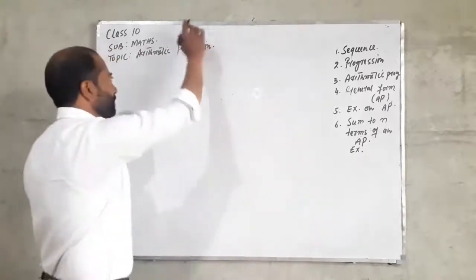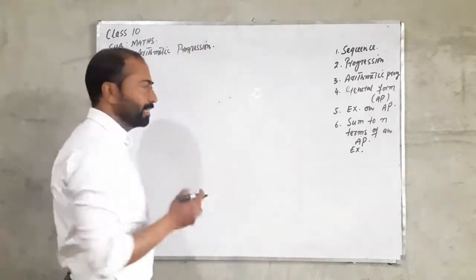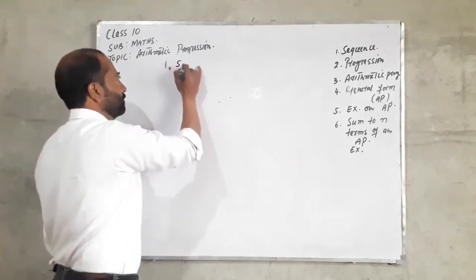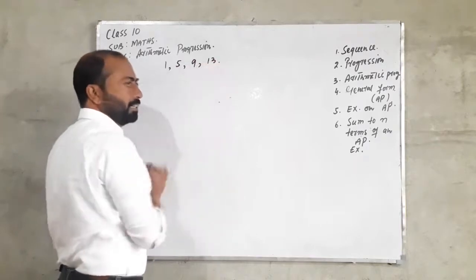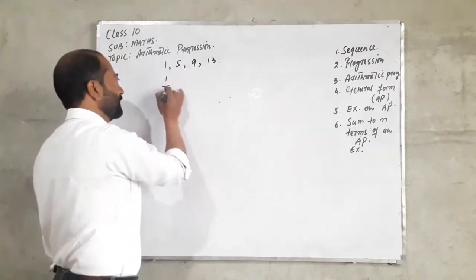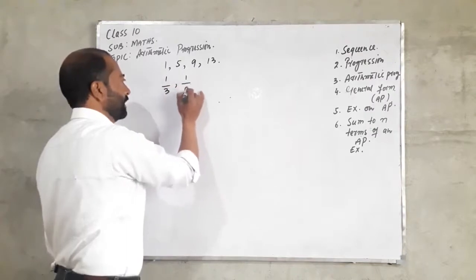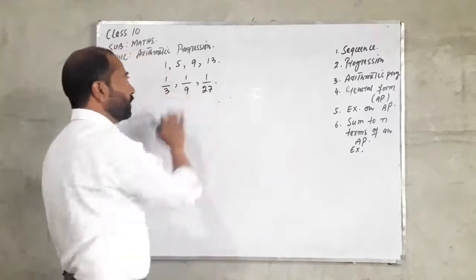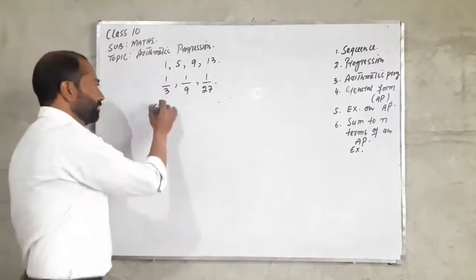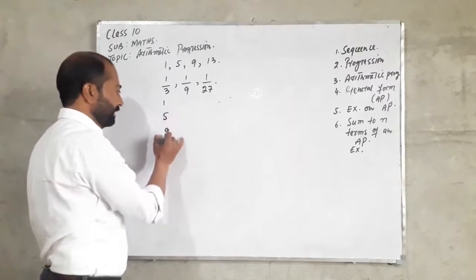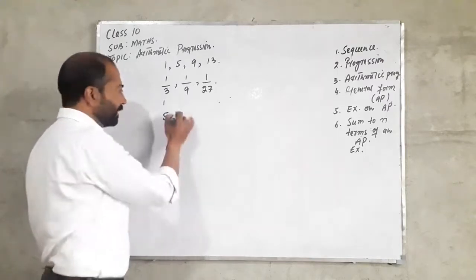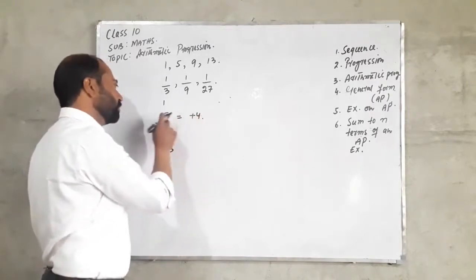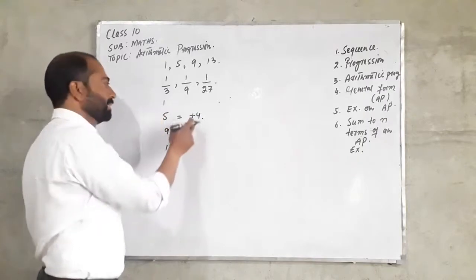Let me write a few numbers here, a collection of numbers. Let's start with this 1. Then I will write 5, 9 and 30. Next group of numbers, we will write it like 1 by 3, 1 by 9, then 1 by 27. Let's have a look on these numbers. 1, 5, 9 and 30. Look here, I can get this 5 by adding 4 to the previous term of this 5. That means I will add 4.